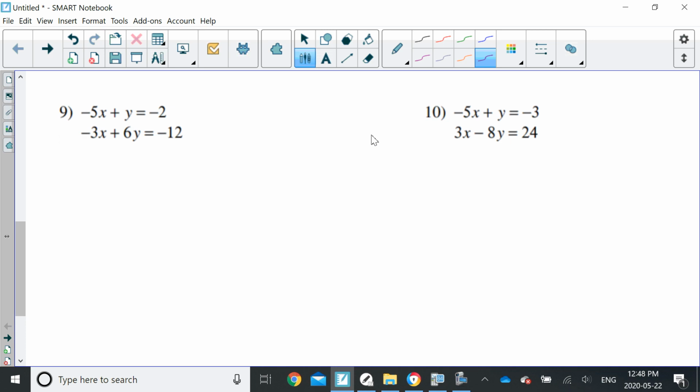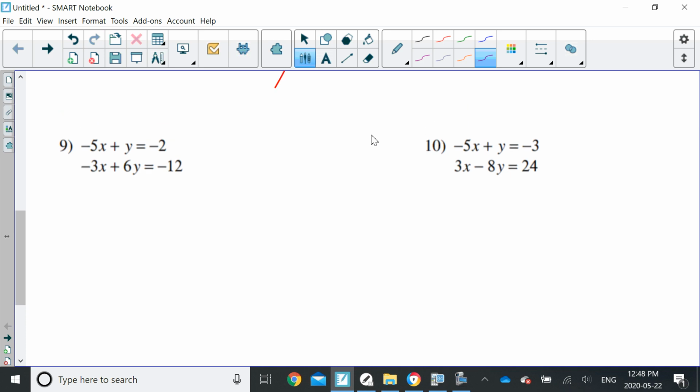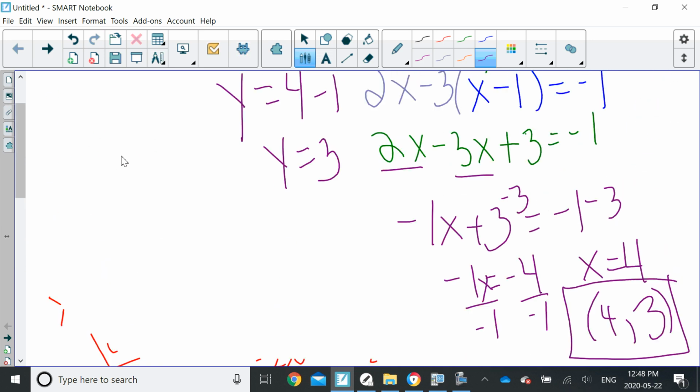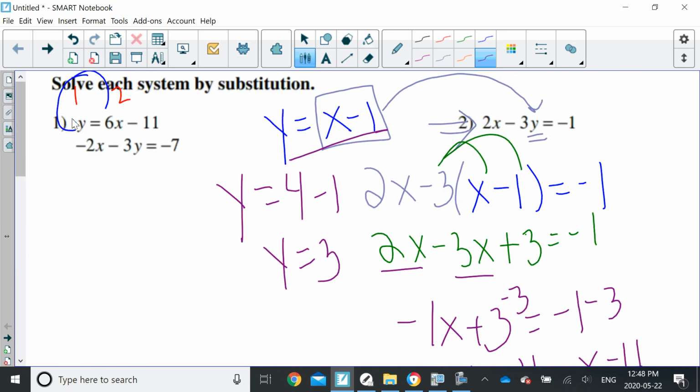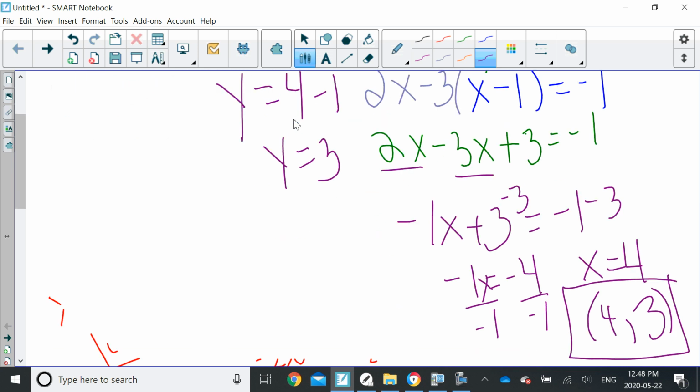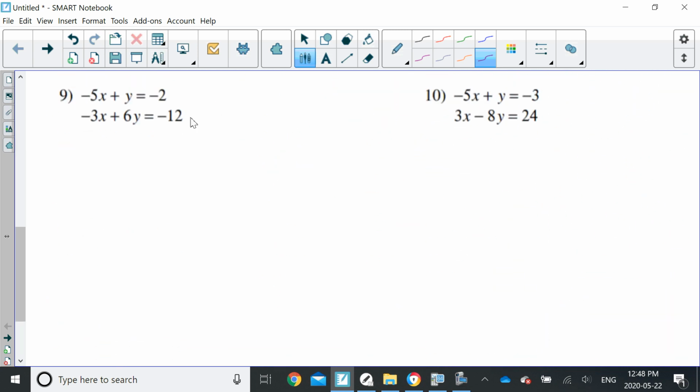Okay. Your test, though, is going to look more something like this, where these two are easy because they had already isolated y for us, right? But your test is going to look like one of these 2 questions, and nothing's isolated. So what would you do if you saw this? I would look at this system and say, I can't solve for x or y in one move here, right?